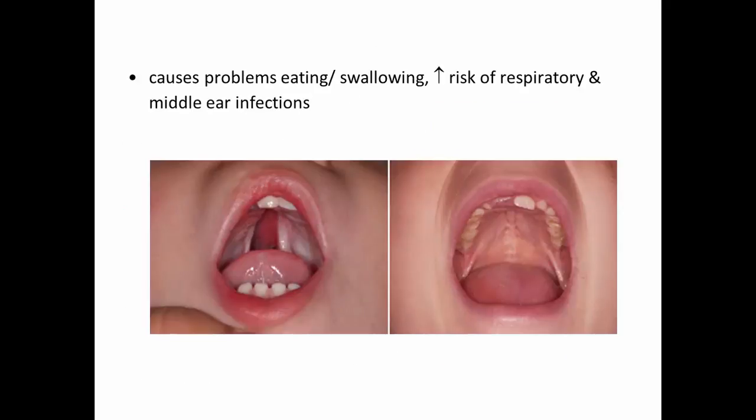So here's a photo of a cleft palate. It's what you see on the left. So you can see that opening in the roof of the mouth that would go right up into the nasal cavity. And this is the same child after surgery. And again, the big issue is eating and swallowing.